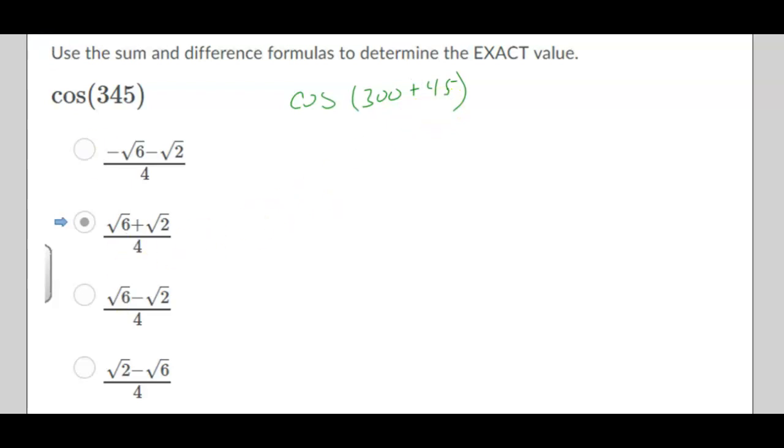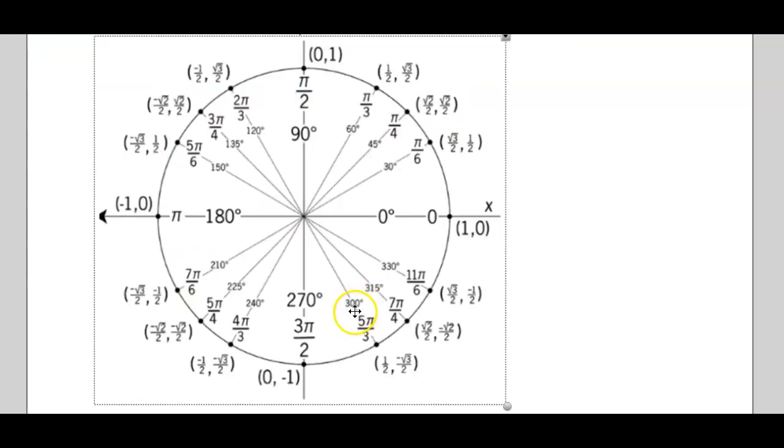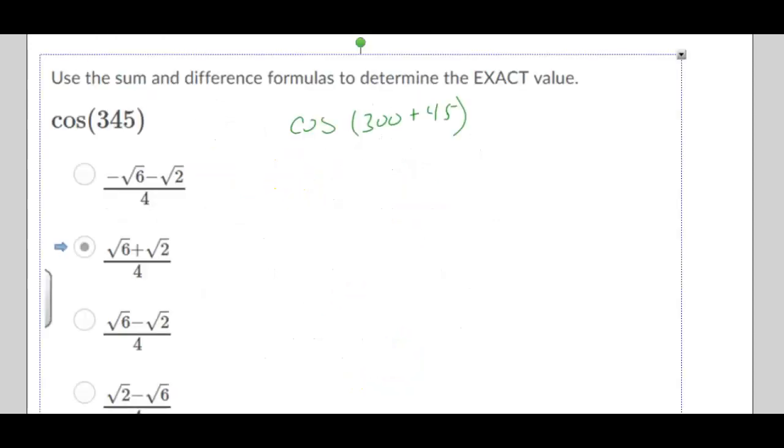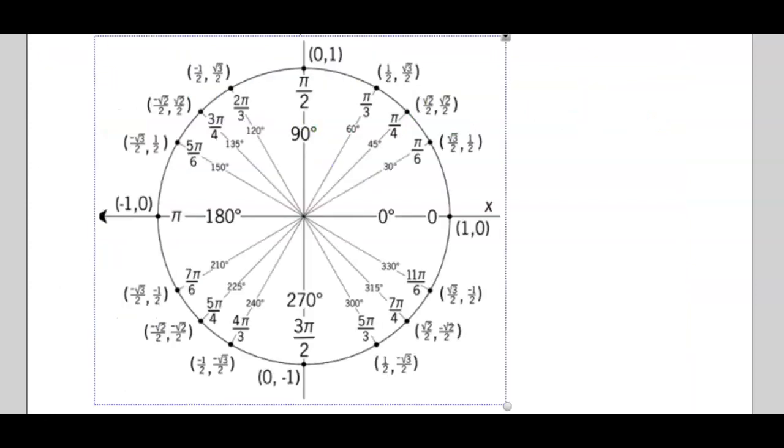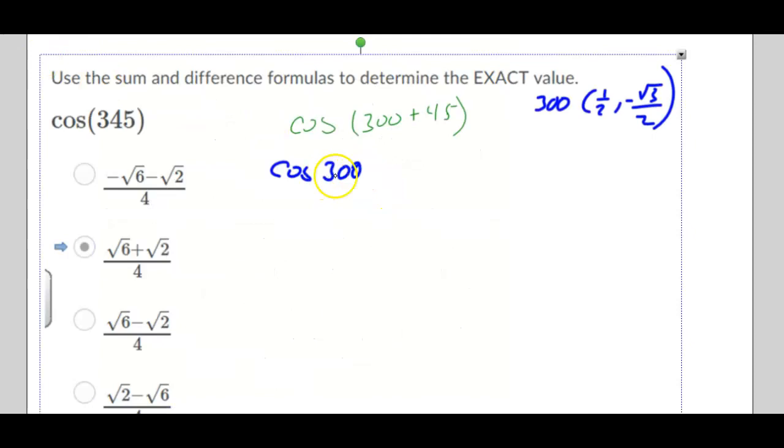Real quick, let me post a unit circle up here. As you see, cosine of 300 is 1/2, sine of 300 is negative radical 3/2, and sine and cosine of 45 are both radical 2/2. Let me write it down real quick. Cosine of 300 is 1/2, sine of 300 is negative radical 3/2. Let me make sure I wrote that right. Okay, good.